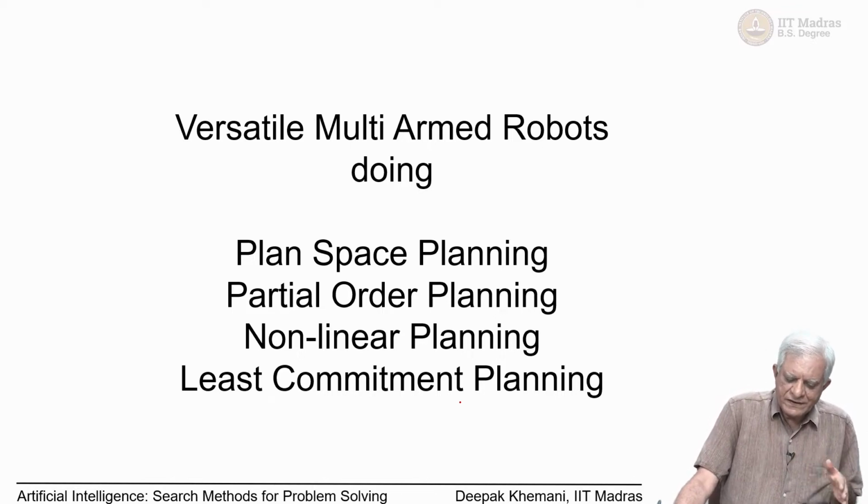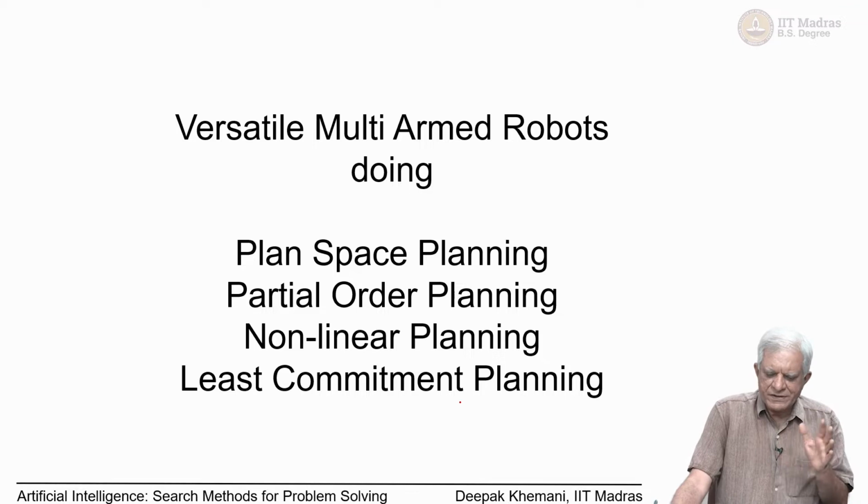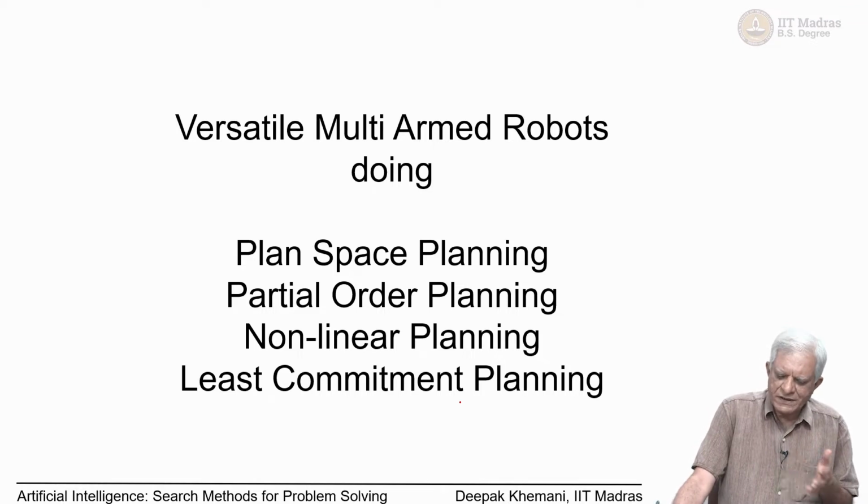Also, I have used various names here. I have said plan space planning, partial order planning, non-linear planning, least commitment planning. These are names which have been used in the literature for the same approach, which we have called plan space planning.